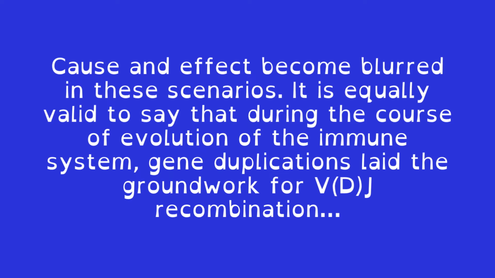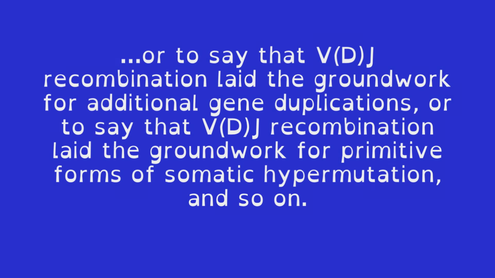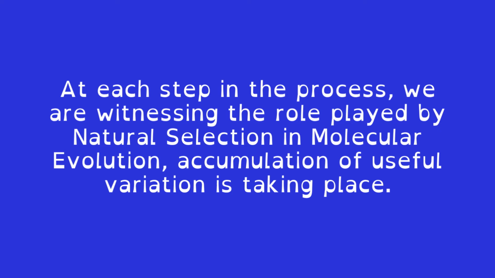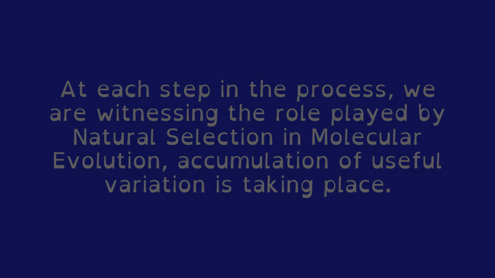It is equally valid to say that during the course of evolution of the immune system, gene duplications laid the groundwork for VDJ recombination, or to say that VDJ recombination laid the groundwork for additional gene duplications, or to say that VDJ recombination laid the groundwork for primitive forms of somatic hypermutation, and so on. At each step in the process, we are witnessing the role played by natural selection in molecular evolution. Accumulation of useful variation is taking place.